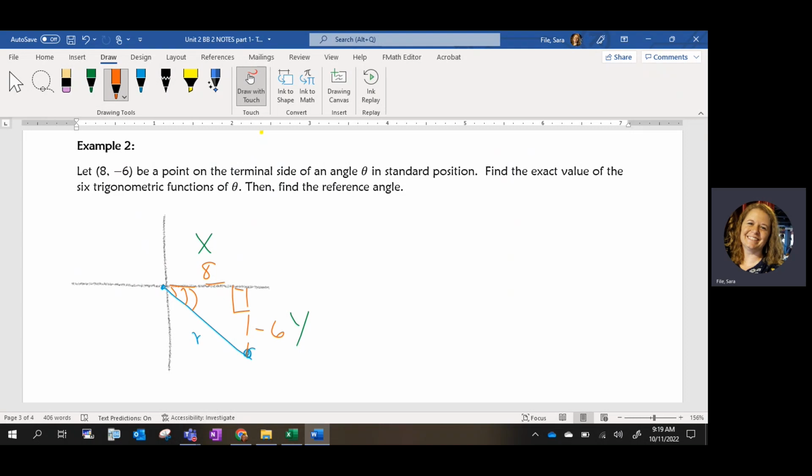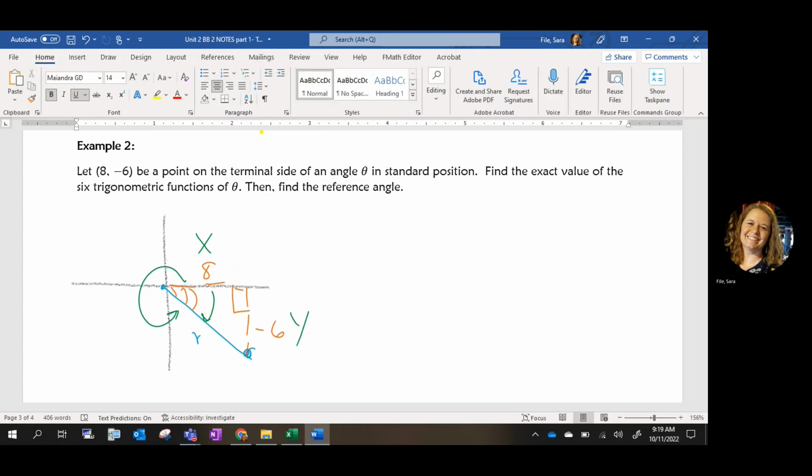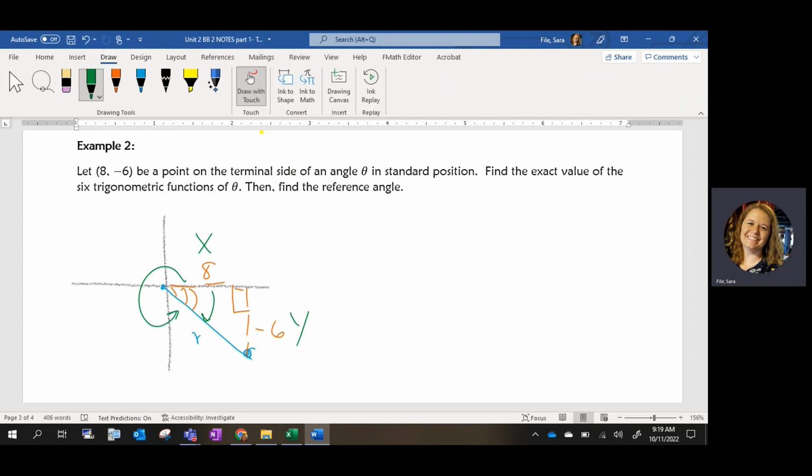They didn't tell us theta. Theta could be the positive angle, or it could be this negative angle. That doesn't really matter because they have the same reference angle. So we just really need to worry about the reference angle because it doesn't matter if we got to this terminal side from the positive or negative direction. The trig ratios are going to come out the same.